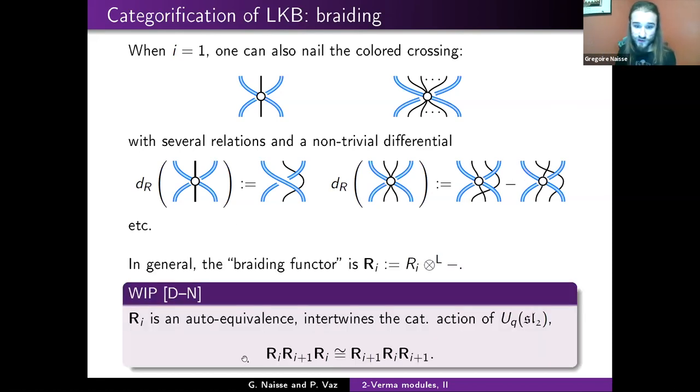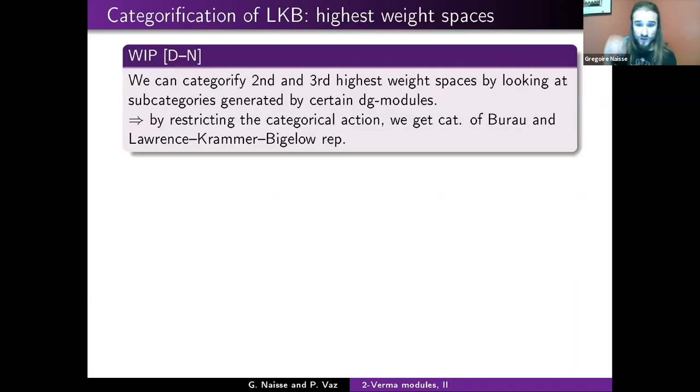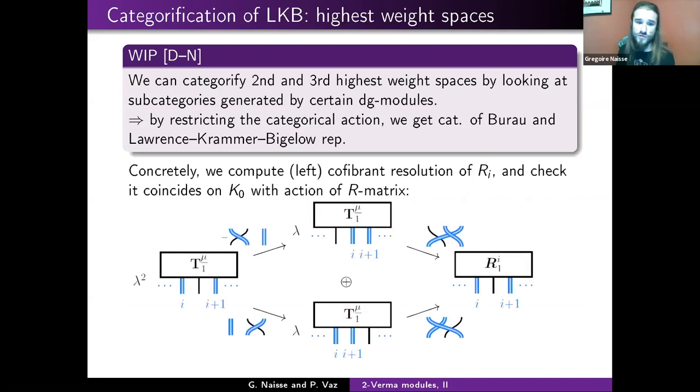And you do, like I said, you take the right tensor product, and for the moment we are working to show that it has all the properties that we want. So it should be an auto-equivalence, it should intertwine the categorical action, so this one is easy. And then it should respect some categorical version of the braid group relations. And you also want to show higher coherence relations, actually. So we are still working on this, but for sure we can restrict to white spaces and then get a categorification of Burau and Nørgaard-Kramer.